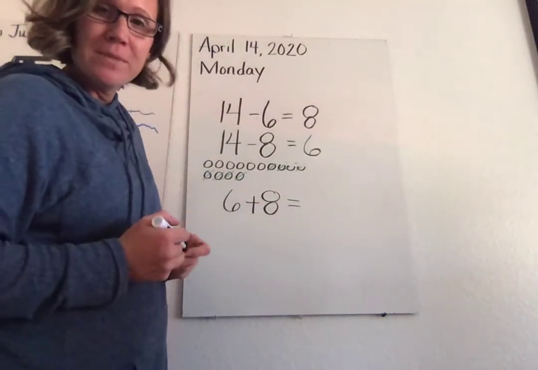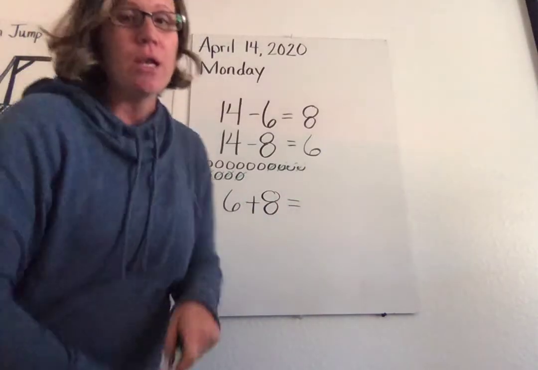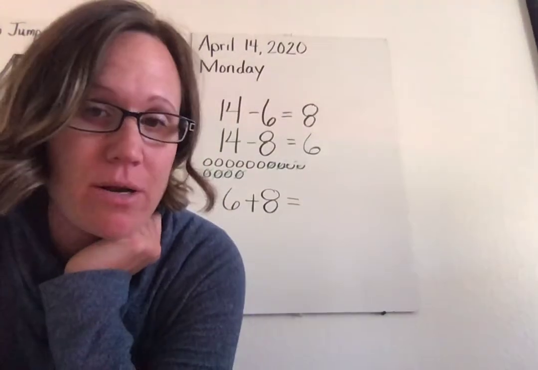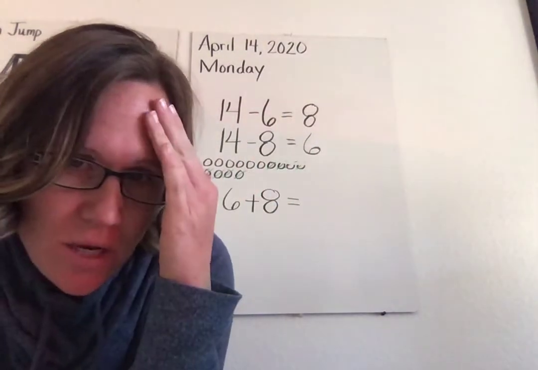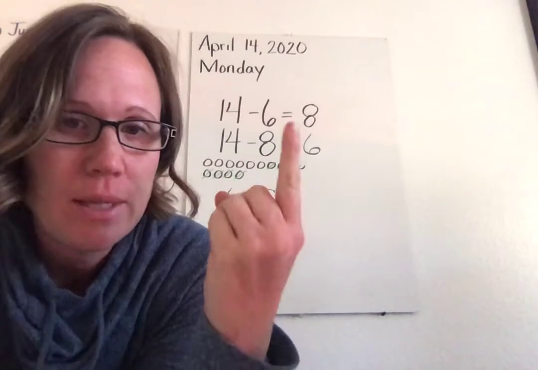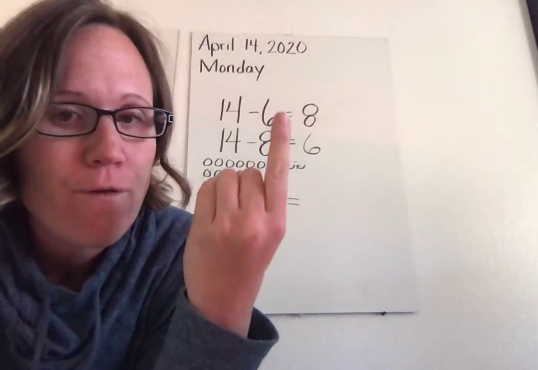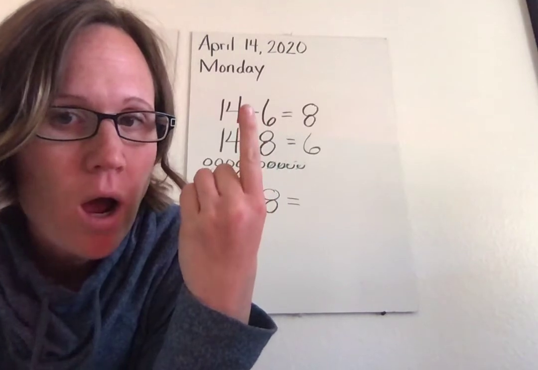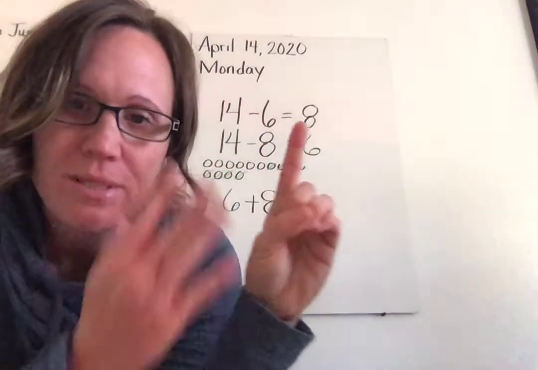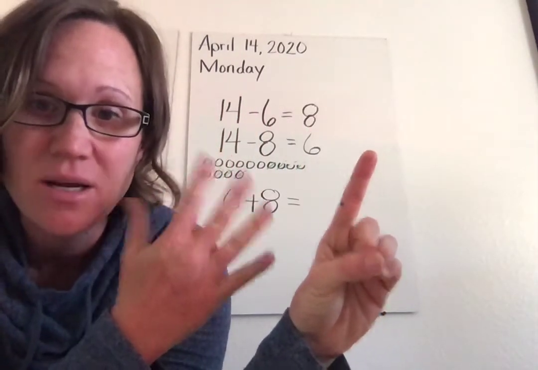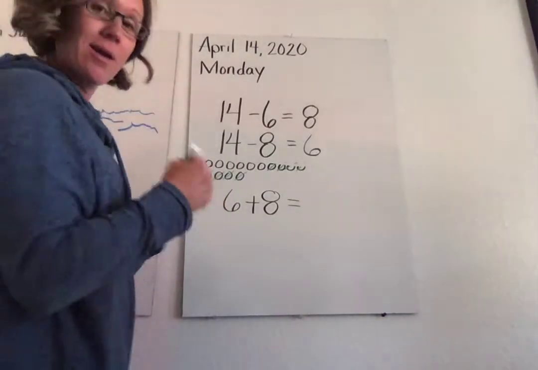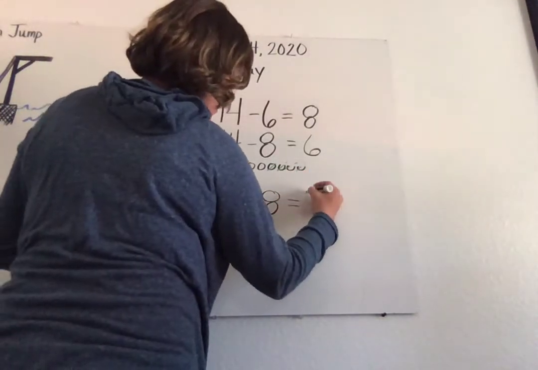equals 6 plus 8. Now you could do this by counting on in your head. If you put 8 in your head, you go 8, 9, 10, 11, 12, 13, 14. Did I just go up 6? I did. And what was my answer? It was 14.